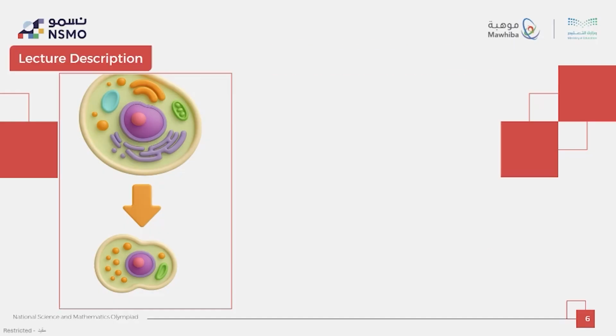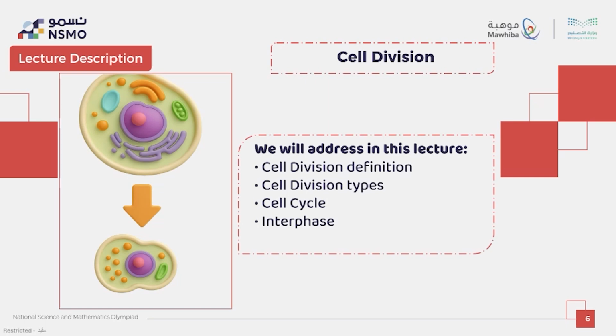In this lesson we answer: what is cell division? Why does it occur? And what is the cell cycle? Look at this image here, guys. The image shows a cell dividing into two cells. One, two. That happens millions of times daily in your body.